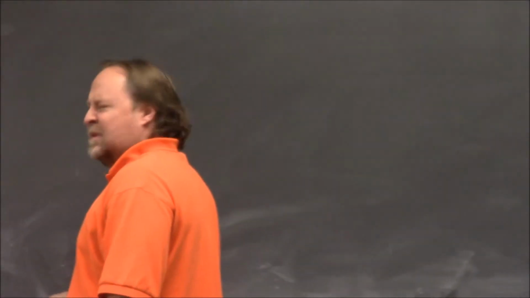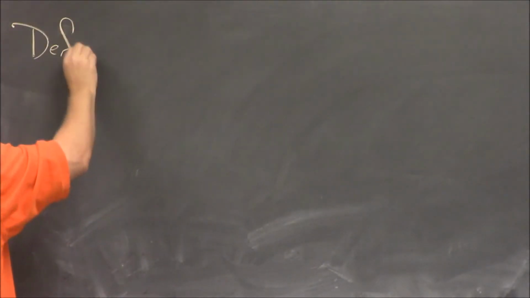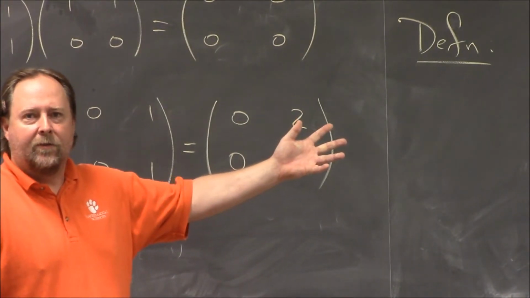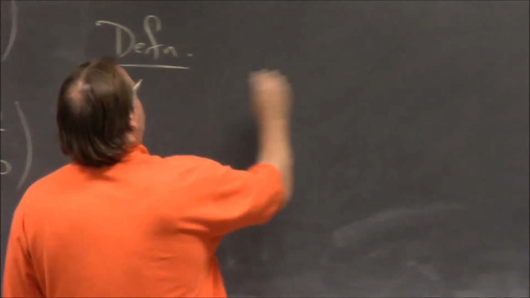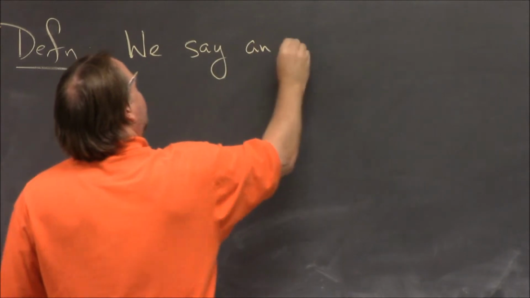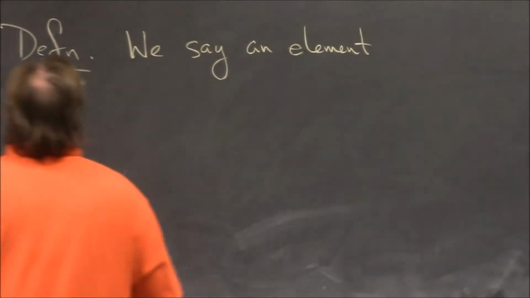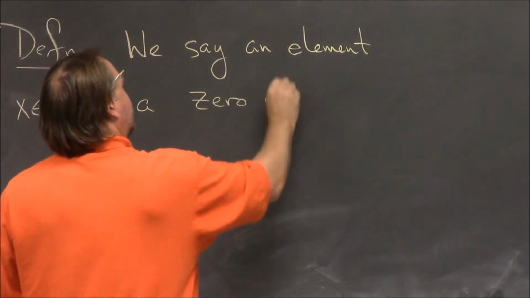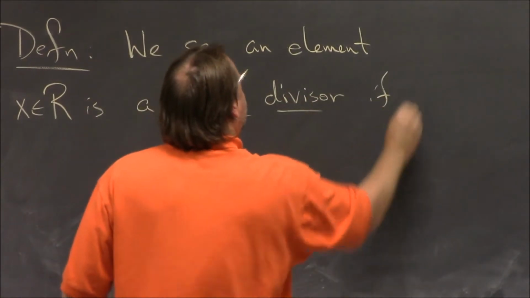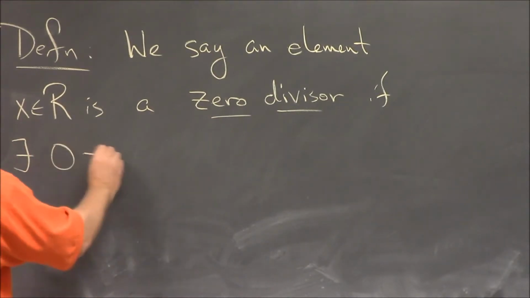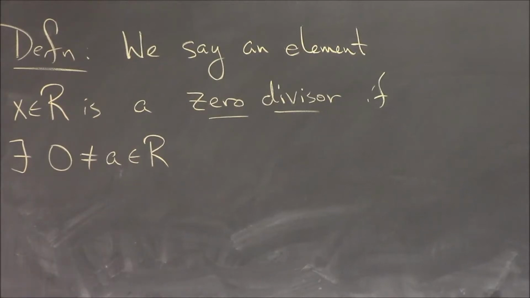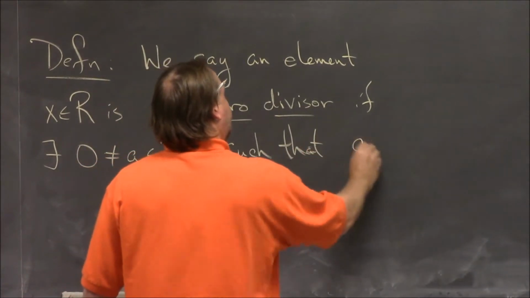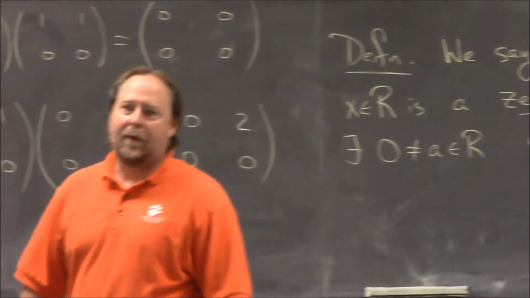So let me tell you what a zero divisor is. My definition might vary from some other definitions that you've seen in the sense that mine is correct. We say an element x in R is a zero divisor if there's a non-zero element y of the ring such that xy equals 0. Right.